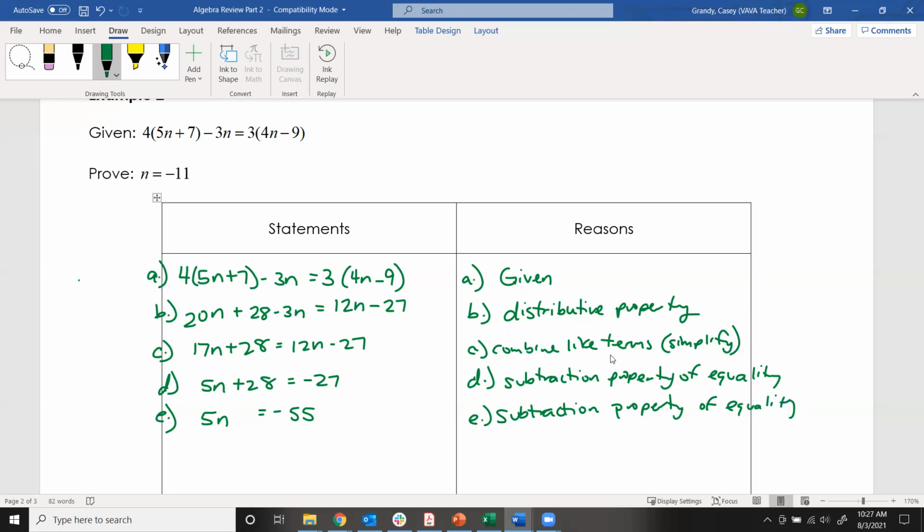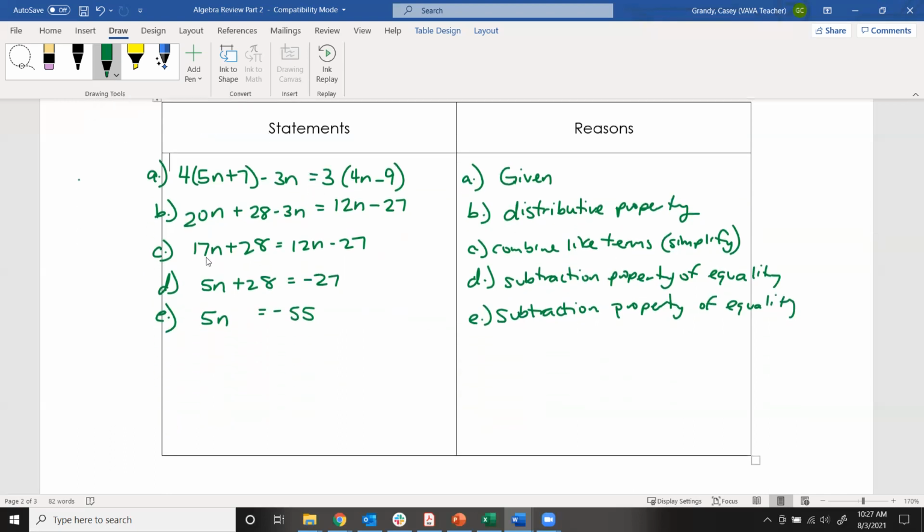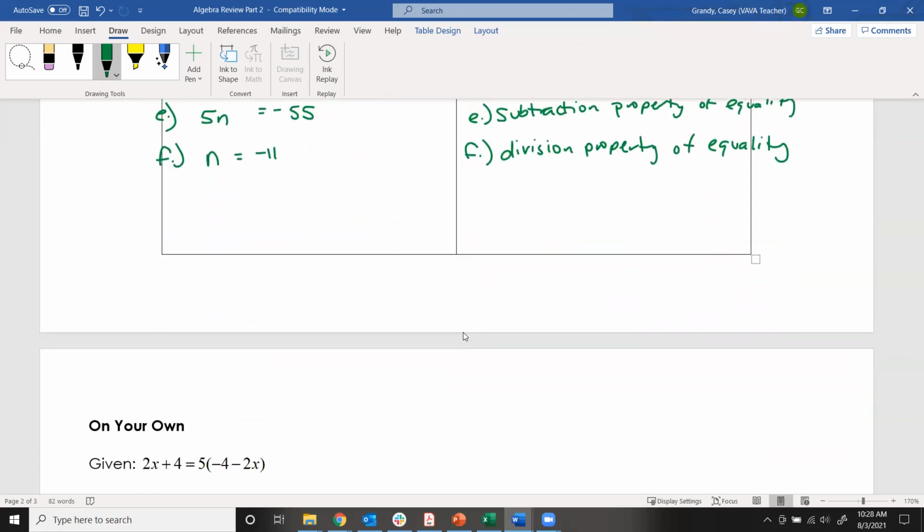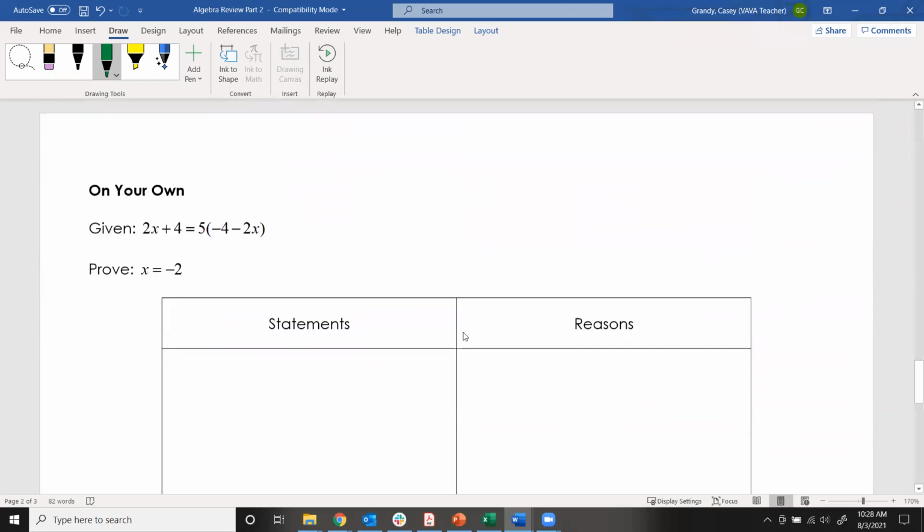We're almost there. We're going to divide both sides by 5 to get that n by itself. 5n divided by 5 is 1n. Negative 55 divided by 5 is negative 11. I divided both sides by the same number, so I used the division property of equality. And there it is. We needed to prove that n equaled negative 11, which we just did. So we can stop right there. We did exactly what we needed to do. So we're just using this proof as just an organized way to justify our steps.